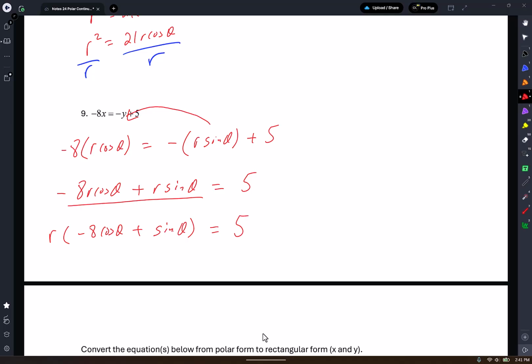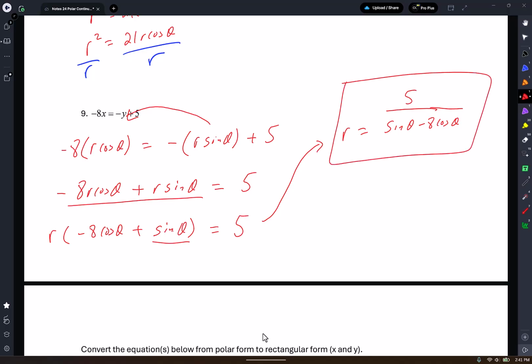What's my last move, guys? Divide. There it is. R equals 5 divided by, I'm going to put the sine theta first because I like to have the positive numbers first. Sine theta minus 8 cosine theta. That way the negative doesn't float and it doesn't look like the whole thing is negative. And there it is. It's just getting easier, guys. Okay.